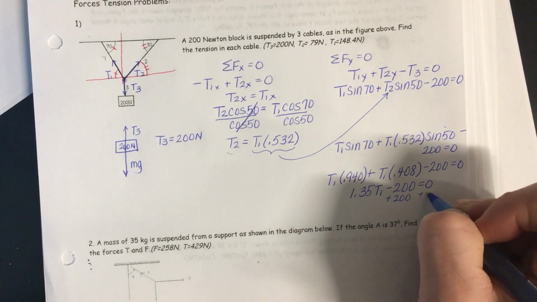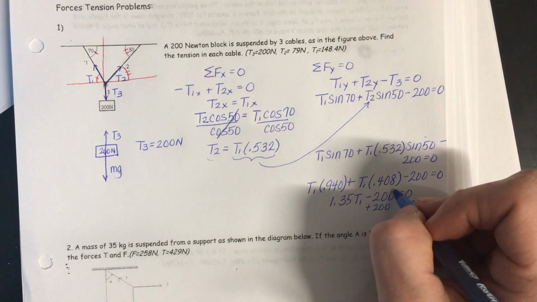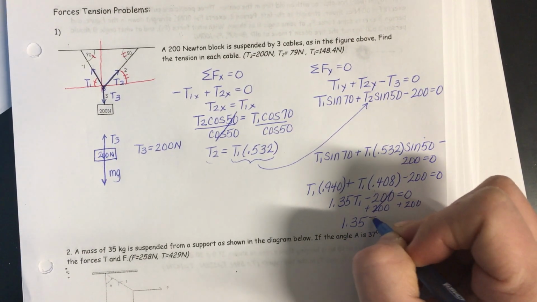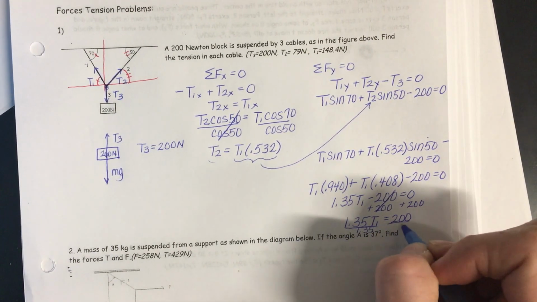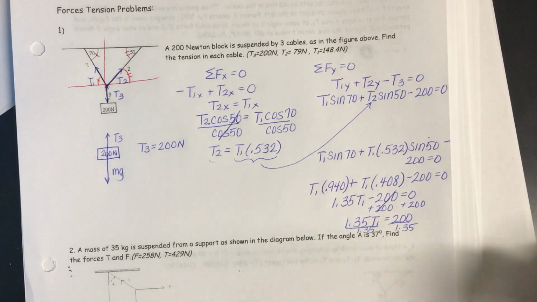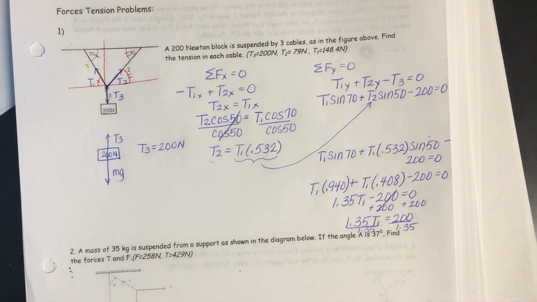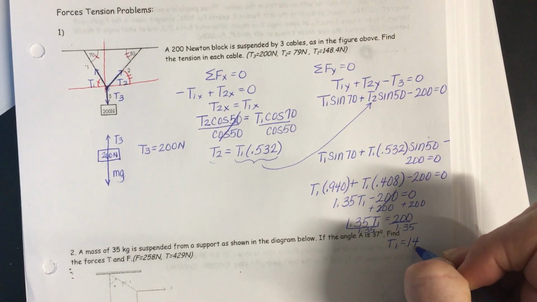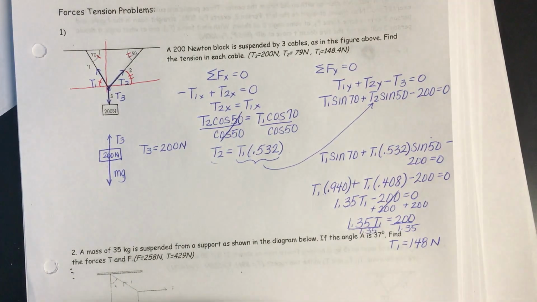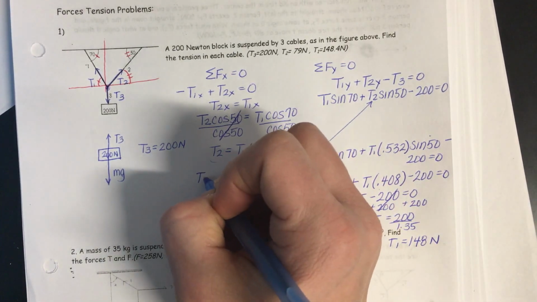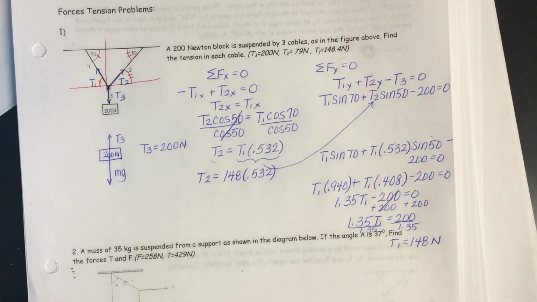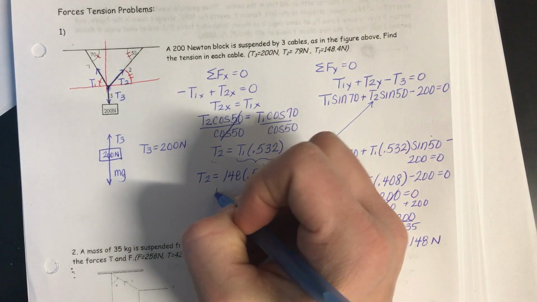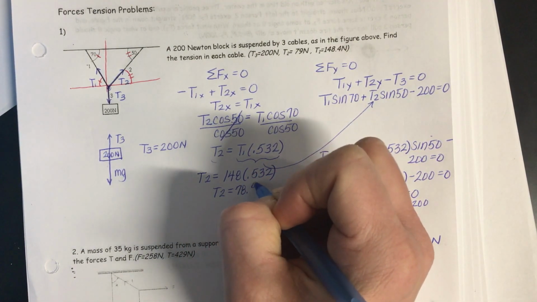And now you can solve for T1. So 1.35 T1 equals 200. Divide both sides by 1.35. And you get T1 equals 148 newtons. Now to find T2, you just plug it back in up here. And you get T2 equals 78.8 newtons.